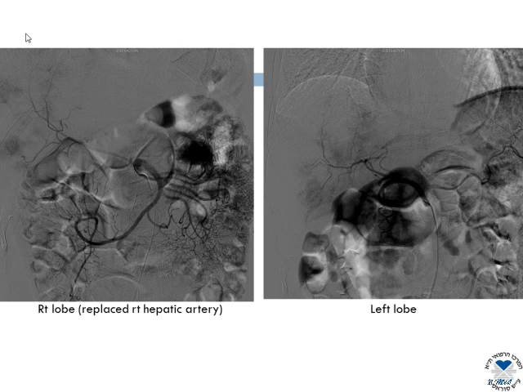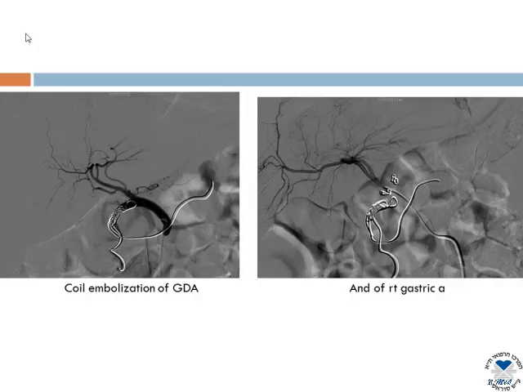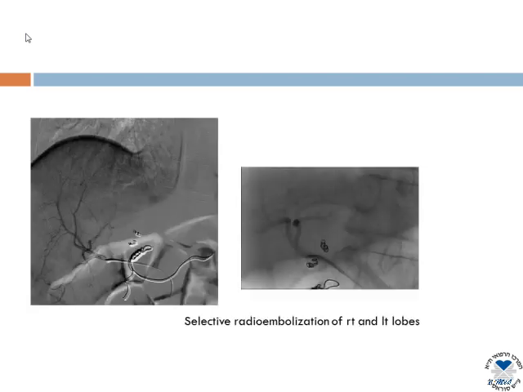In this patient there's a replaced right hepatic artery, but you see the hypervascular masses on the right and then on the left lobe. What you have to do to prevent gastrointestinal complications is to embolize the vessels connecting the liver to the stomach and duodenum. And this is the GDA, embolized with coils, and then followed by right gastric artery here, embolized by coils. Patient goes home, comes back after 1 week for the real thing.